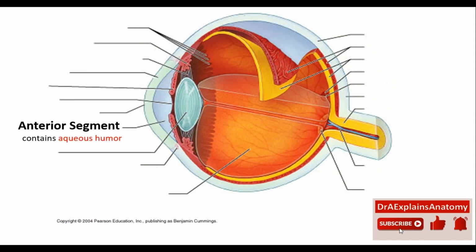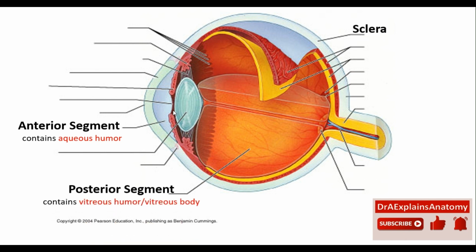Moving to the eye segments, this right here is the anterior segment, which contains the aqueous humor. That's the sclera. And we can see the posterior segment right here, which contains the vitreous humor, also called the vitreous body. The aqueous humor is watery in consistency, whereas the vitreous humor is jelly-like in consistency. This right here is the scleral venous sinus. It is a scleral venous sinus because it is present in the sclera to drain the aqueous humor. Also called Schlemm's canal.